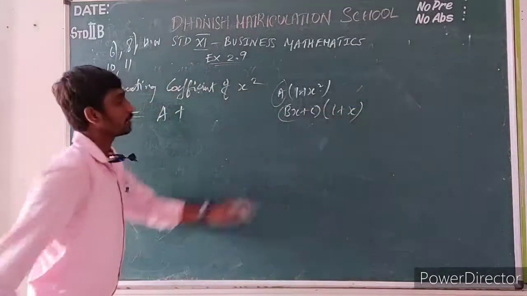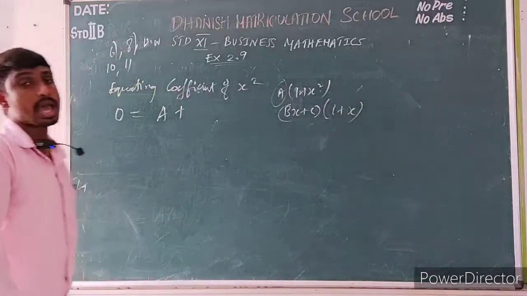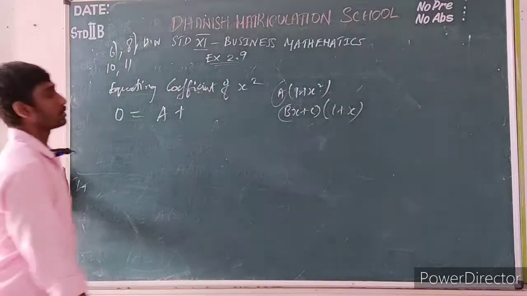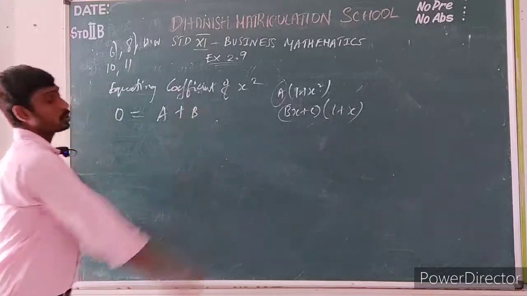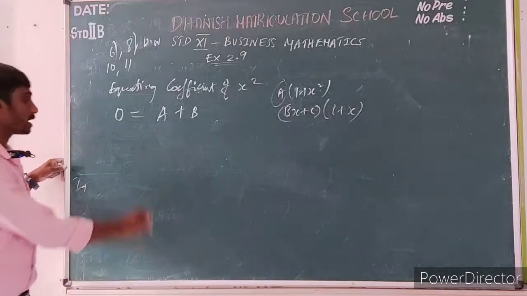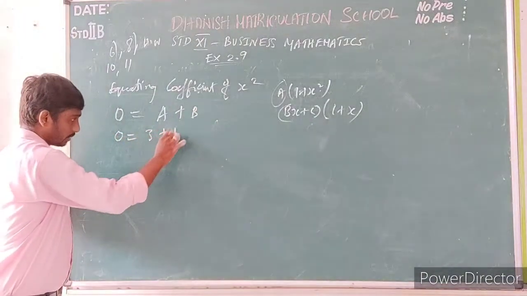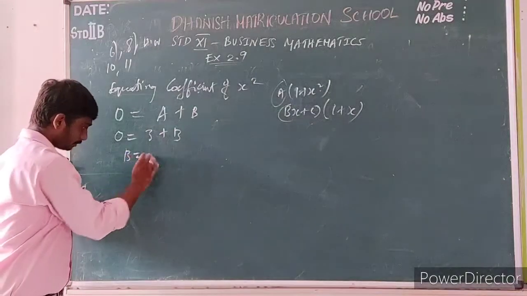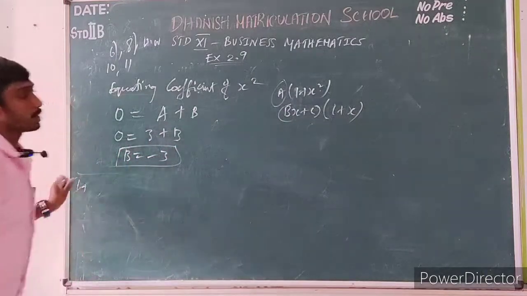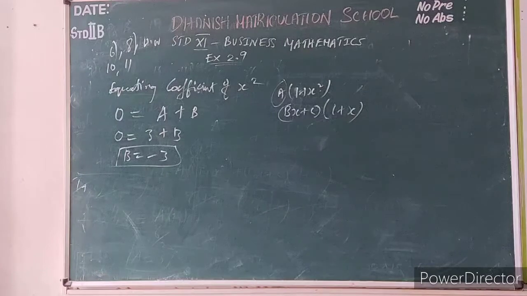Here, bx plus c into 1 plus x, it also has one x. So what is the coefficient of x? That will be b, and we also have the a value, which we found to be 3. So b is equal to minus 3. Now we are going to find the c value, since we have the values for a and b.